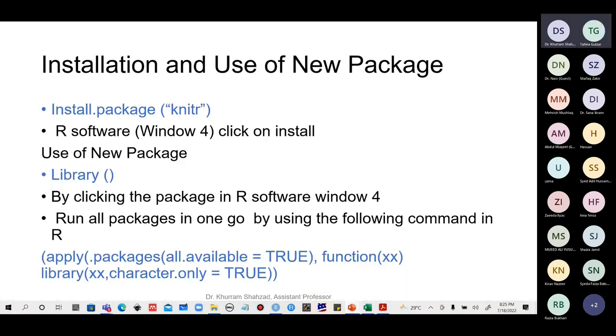So how can we install a package? We can install a package through a command, the install.packages command. When the package is installed, the other step is that you have to activate the package. You have WhatsApp in your mobile, but you cannot perform calling until you open WhatsApp. So the packages are already installed in our software, but you have to activate them, and a package can be activated through the library function.